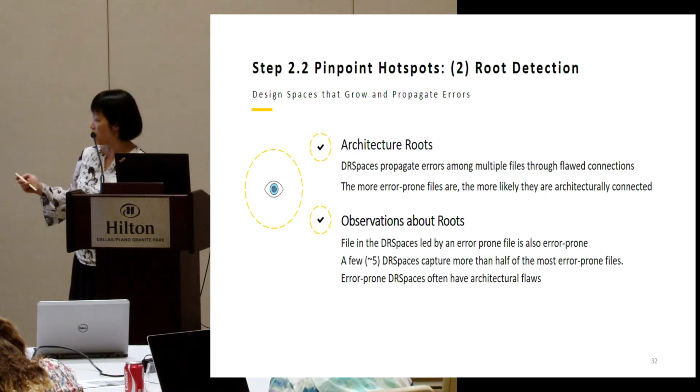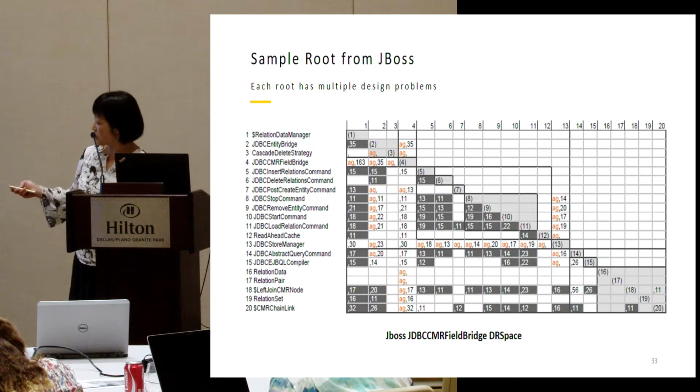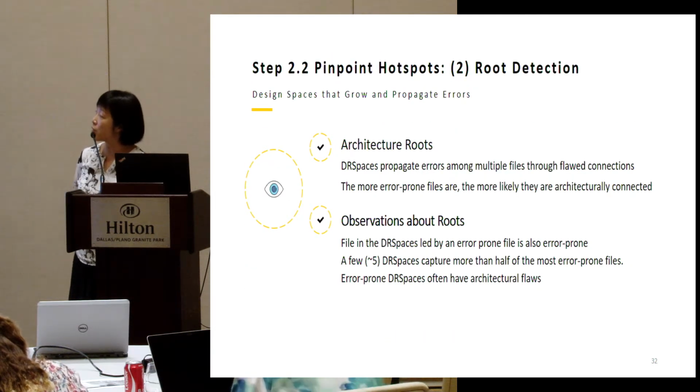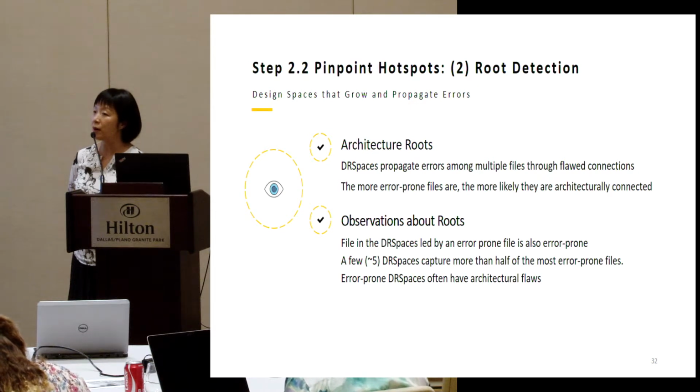In this ICSE 2014 paper, we realized that if a design space is led by a very error-prone file, then the whole design space is error-prone. Usually you don't have to look into many design spaces. Usually 5 design spaces will cover more than half and even 90% of all the error-prone files, which means that highly error-prone files are likely to be architecturally connected. And finally, if you look into the root space, it always has many flaws.